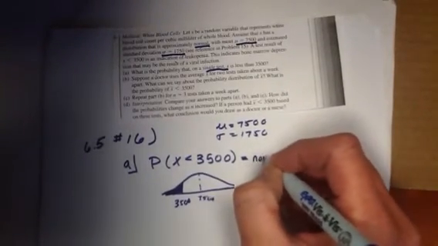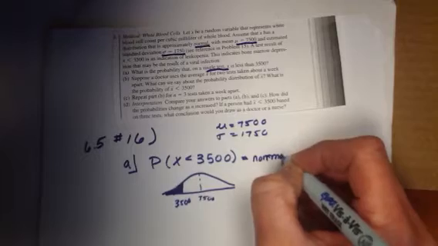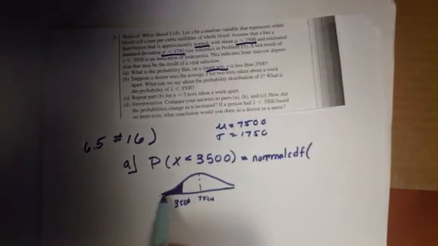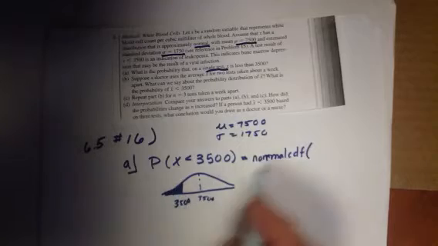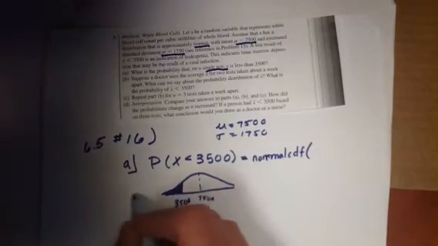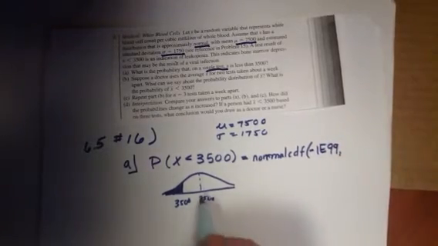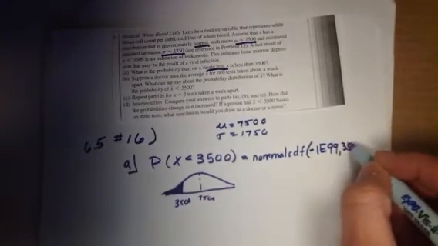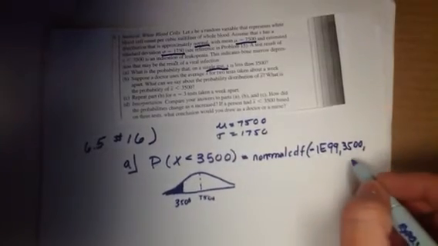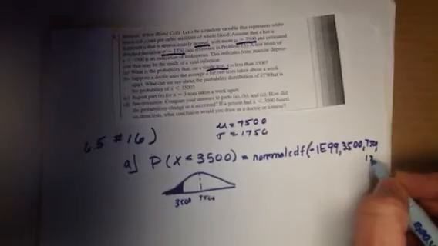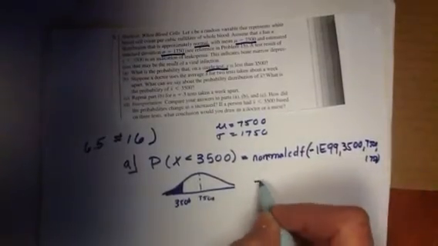I'm just going to use the calculator and use my normal CDF. Remember, it's the lower bound of the shaded area, then comma the upper bound. So the lower bound goes all the way to negative infinity. So I do negative 1e99. Upper bound is 3,500. Mu is 7,500. And sigma is 1,750. I ran out of room a little bit there.